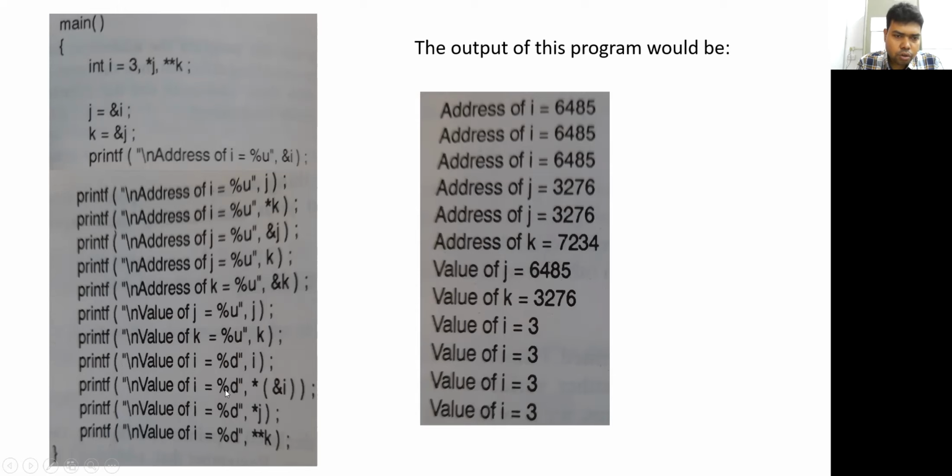We can also print the value of k. As for the address of k, when we type percent u ampersand k, what does it mean in this particular line? It means that we are going to print the memory location of k. That is also possible by using ampersand k.